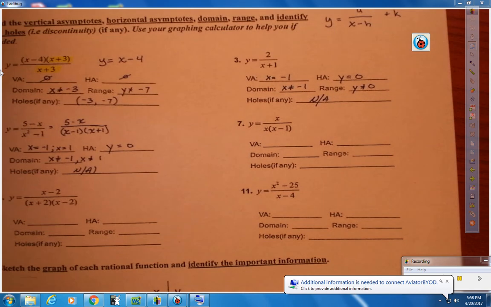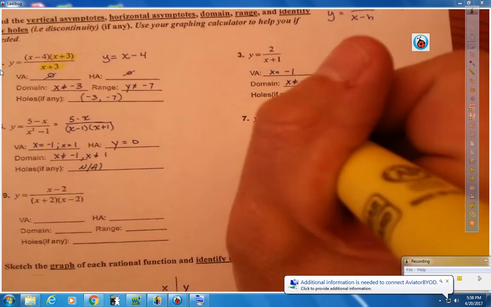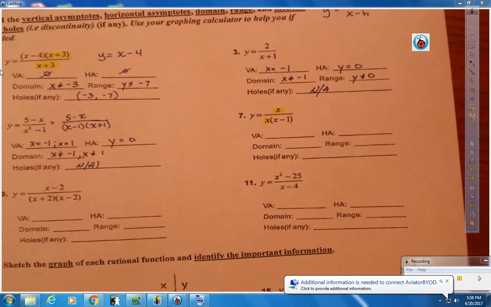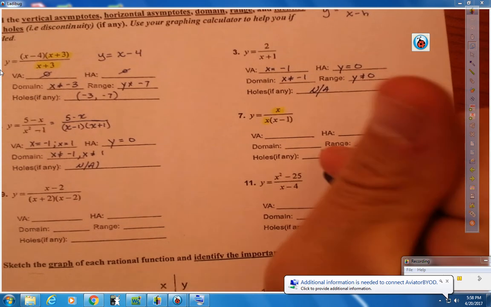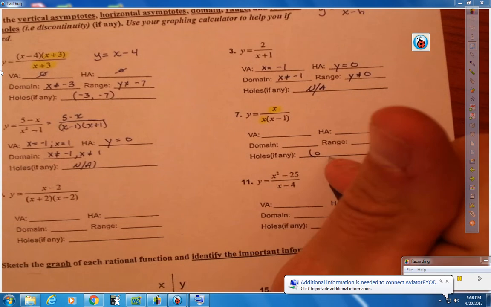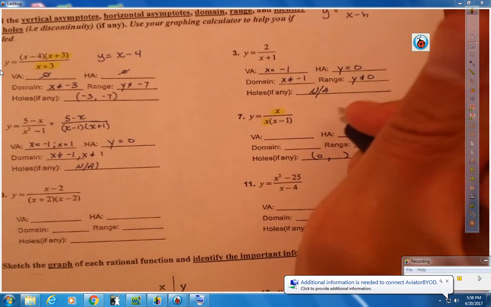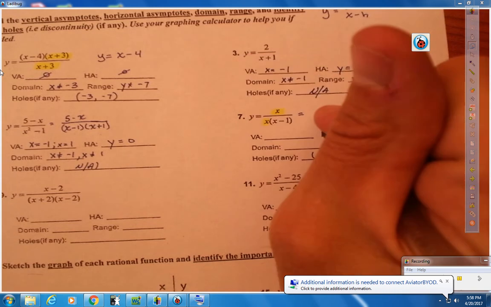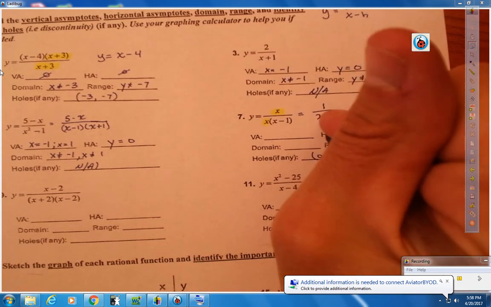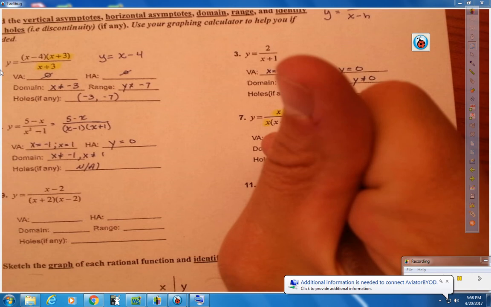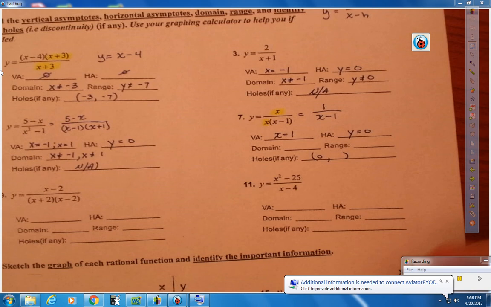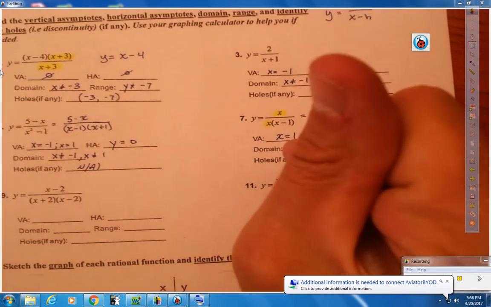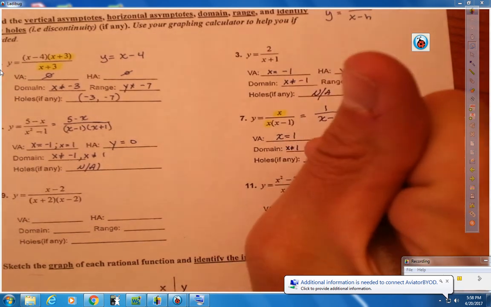If I look at number 7, I do have something that can cancel out on top and bottom, the x's. Okay? The x's can cancel out on top and bottom. That gives me a hole at 0. Now, I don't know what that y-coordinate is, but I'm going to find that out. Okay? This, if these two cancel out, is the same as 1 over x minus 1, which would make my vertical asymptote x equals 1, my horizontal asymptote y equals 0, my domain x is not allowed to equal 1, but x is also not allowed to equal 0.